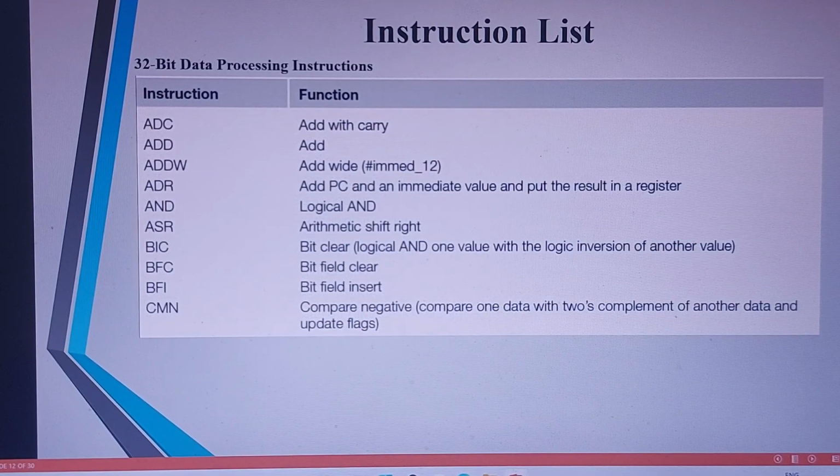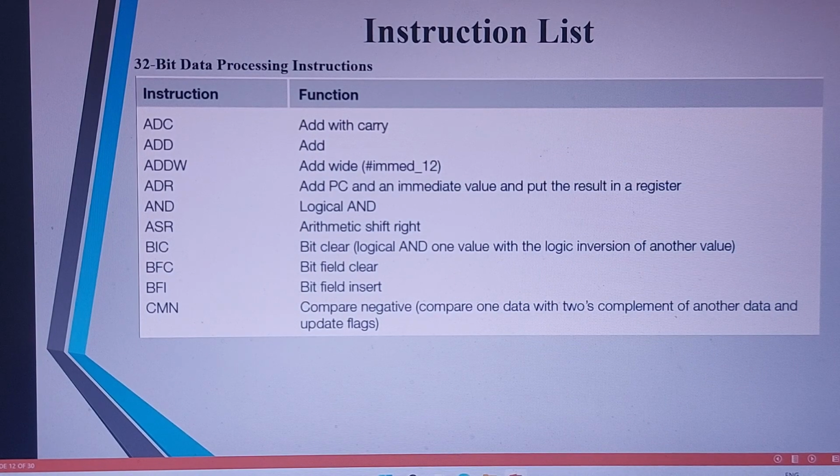Then we have some 32-bit instructions. That is again data processing. Here again the instructions are quite similar to what we already discussed. ADC, add with carry, for performing addition. ADDW, the suffix W is added to indicate it's a wide operation, that is a 32-bit operation. So ADDW is used. ADR, again add PC to the immediate value and put the result in a register. Already we discussed this.